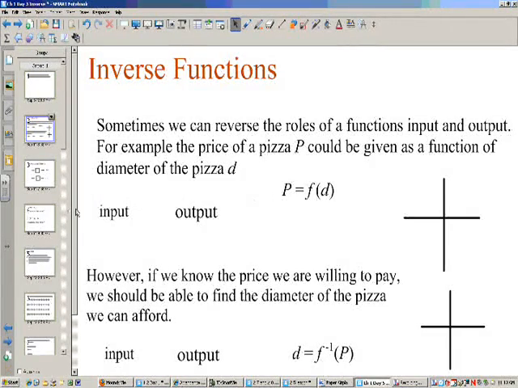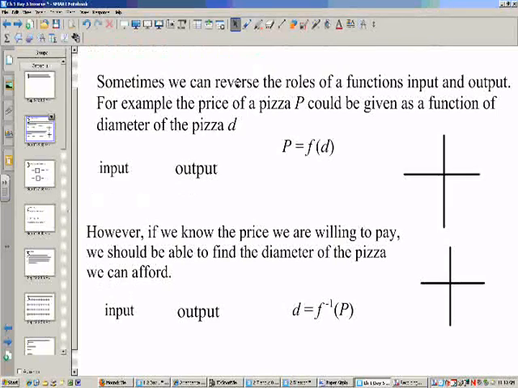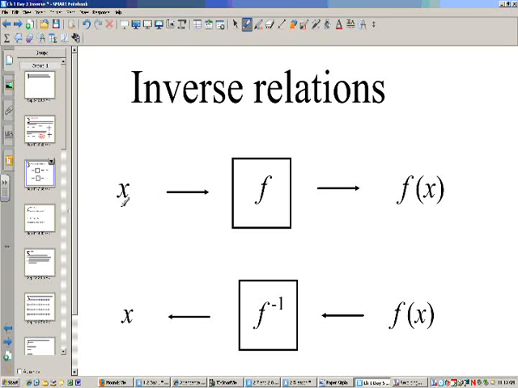Now, inverses work the opposite way as functions. If we know the diameter of the pizza, we can figure out what the price of it is. Sometimes we'll have the price that we're willing to spend on a pizza, and we want to find out what the diameter is that we can afford. In that case, we'll be looking at the inverse. This is how we write inverse: f to the negative 1 power.